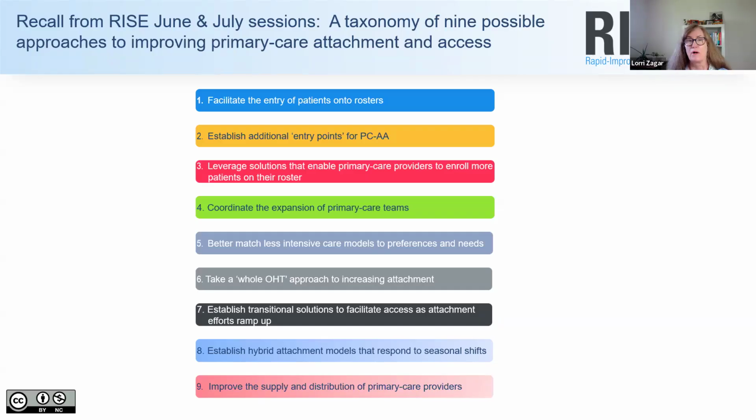So for those of you who were on the June RISE session, John talked about a taxonomy of 9 possible approaches to really improving primary care access and attachment. We're not going to go into each one of them today, but we're going to start to really drill down into a level that is pretty specific. It's pretty in the weeds, and it's when we start to look at attachment as a process. So next slide, please.